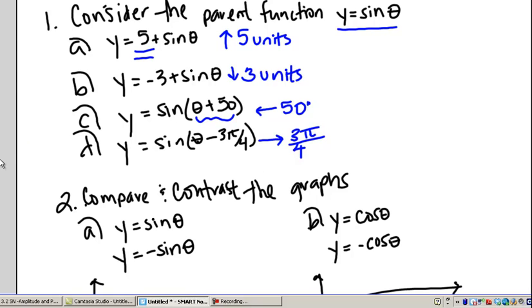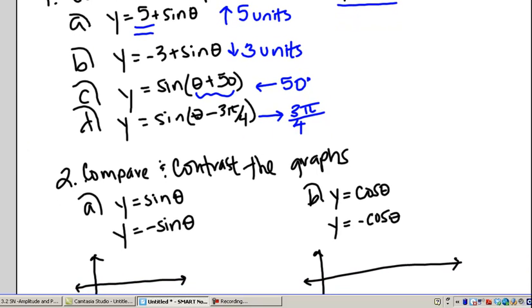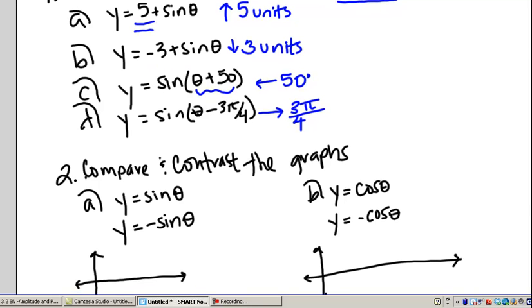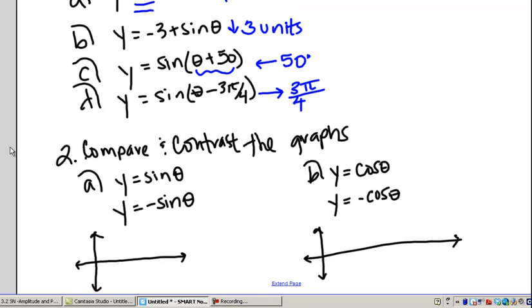Okay? And this is all just a review from Unit 1. The only difference is that we're using sine as opposed to a square root function or the cubic function, so it's nothing new. Now, problem 2, compare and contrast the following graphs.